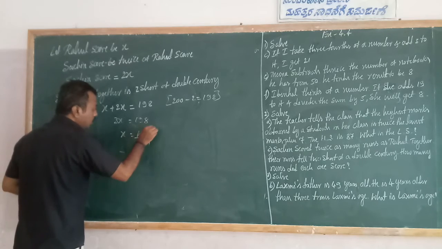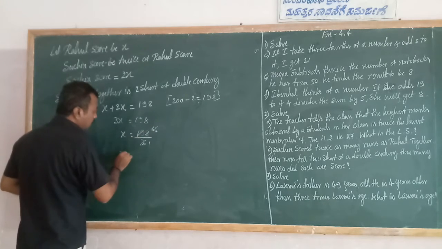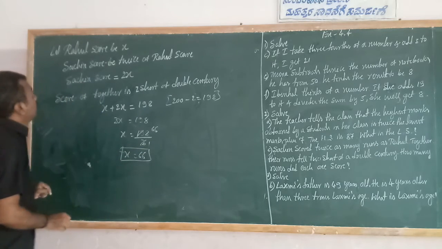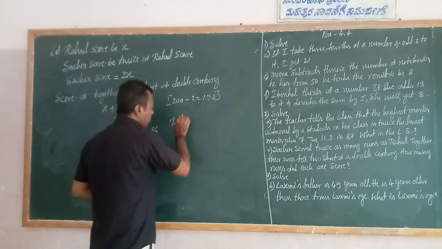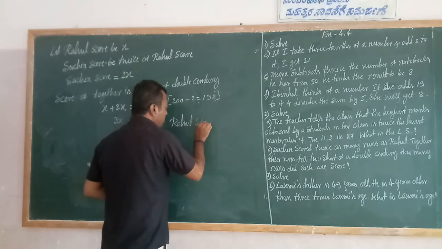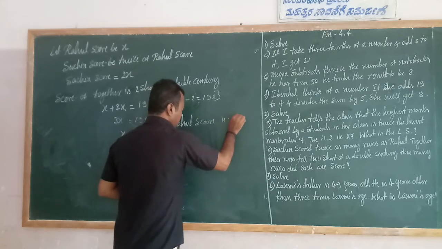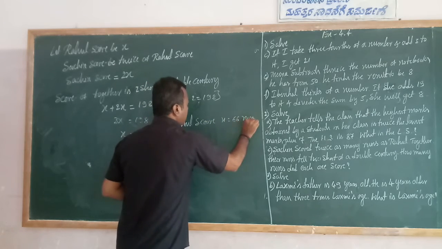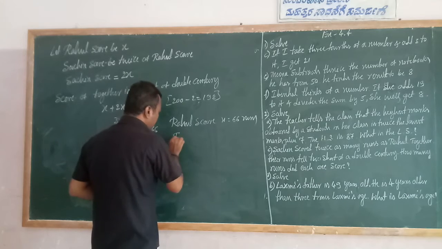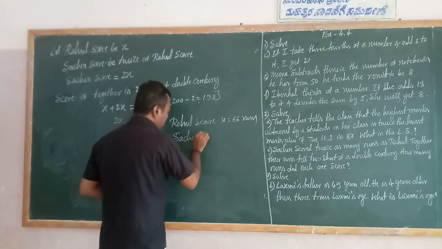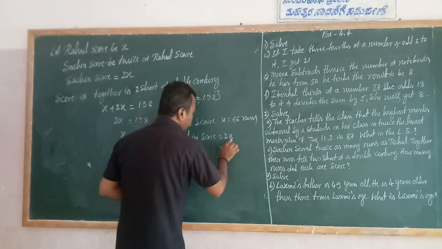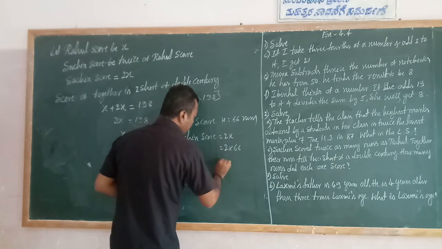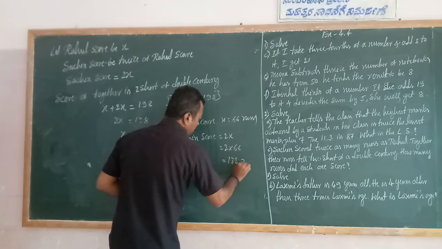So 3 ones are 3, 3 sixes are 18. Again 3 sixes are 18. Therefore x is equal to 66. This is which score? Rahul's score. x is equal to 66 runs. Like Sachin's score is equal to 2x. So 2 into the next value, 66. 66 into 2 how much? 132 runs.